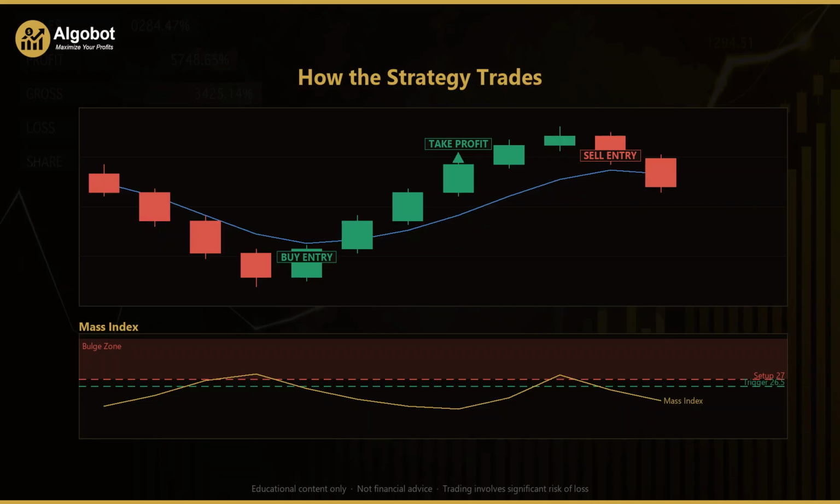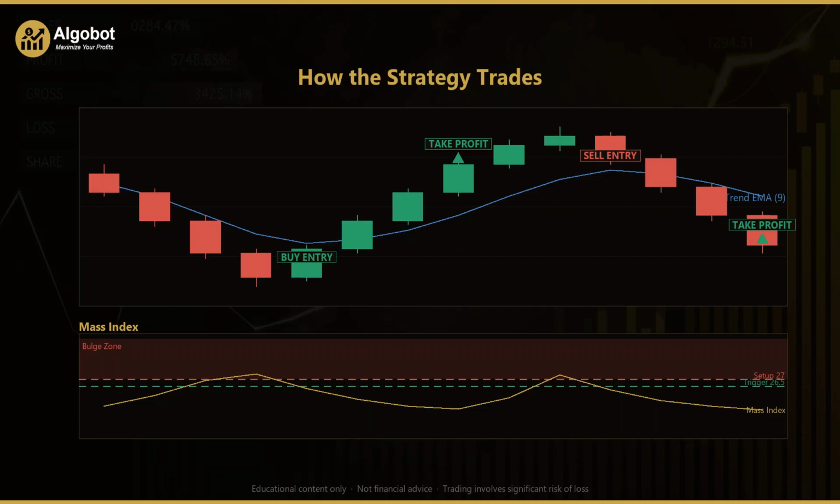On the following candle, the mass index falls back below the trigger level at 26.5. The bulge fades a second time. Now the trend EMA slope is positive, so the strategy reads an exhausted up move and the sell entry marker appears. The logic is a mirror image of the long. The stop loss is placed 2 ATRs above the entry, and the take profit target sits 3 ATRs below, keeping that same 3-2 reward to risk shape.